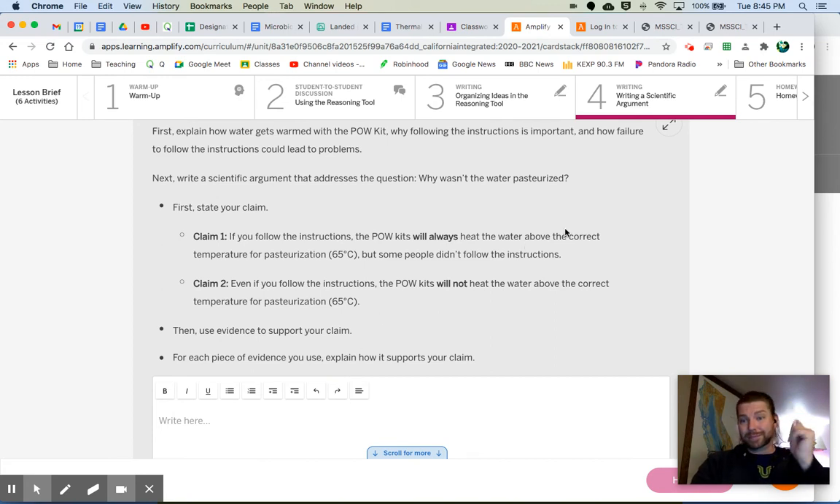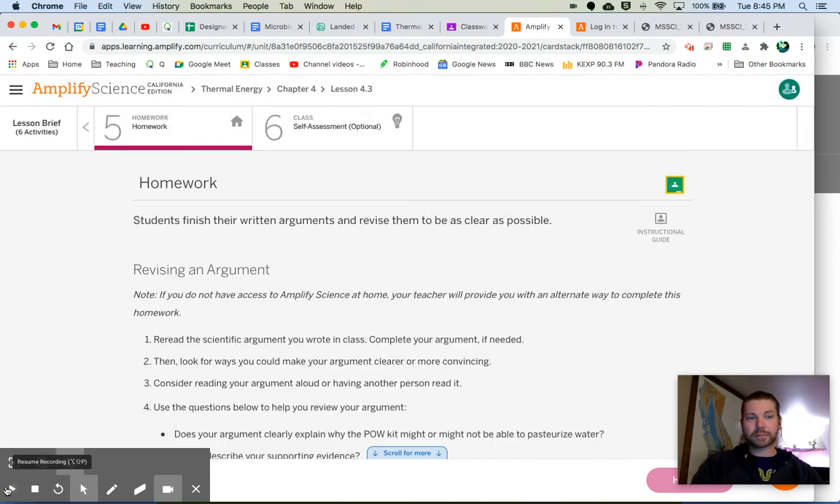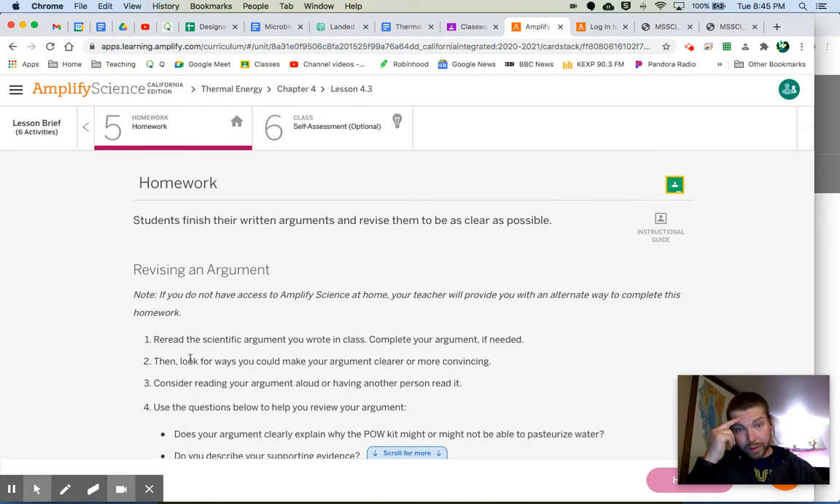Hey, next, let's look at the homework. Revising an argument. So often I tell students, don't worry about this. But here's the thing. What is this piece of homework actually asking you to do? Go back. Make sure you did a good job. Make sure you did everything you were supposed to do when writing the argument. And if you follow the instructions, you really should have done that already.